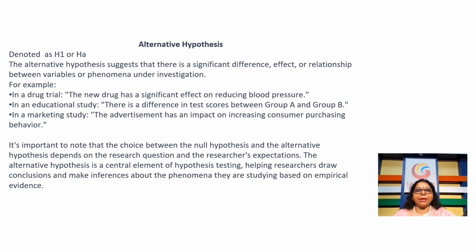In formal terms, the alternative hypothesis is often stated in a way that reflects the researcher's expectations or predictions. Example: in a drug trial, the new drug has a significant effect on reducing blood pressure. In an educational study, there is a difference in test scores between Group A and Group B. In a marketing study, the advertisement has an impact on increasing consumer purchasing behavior.